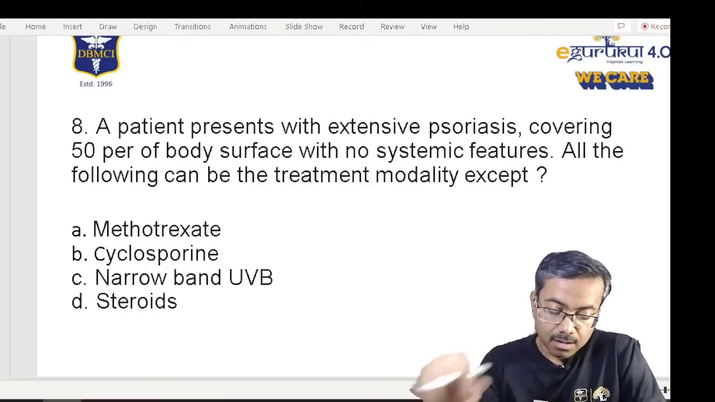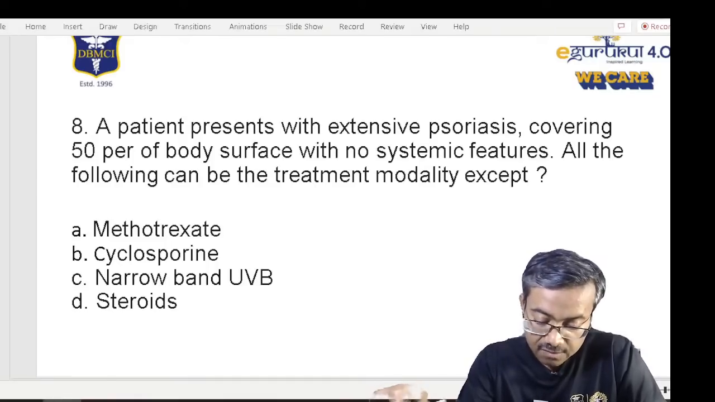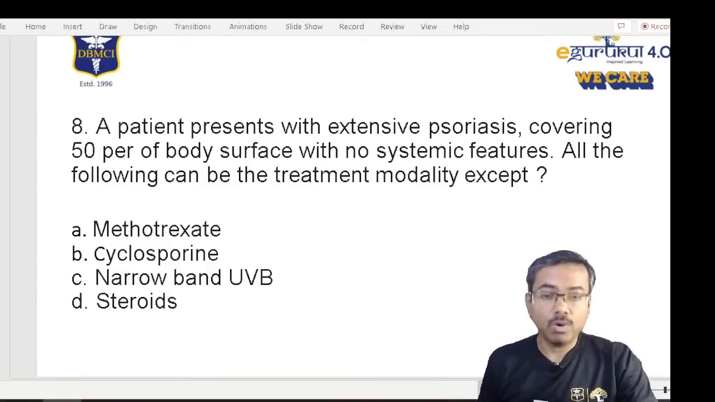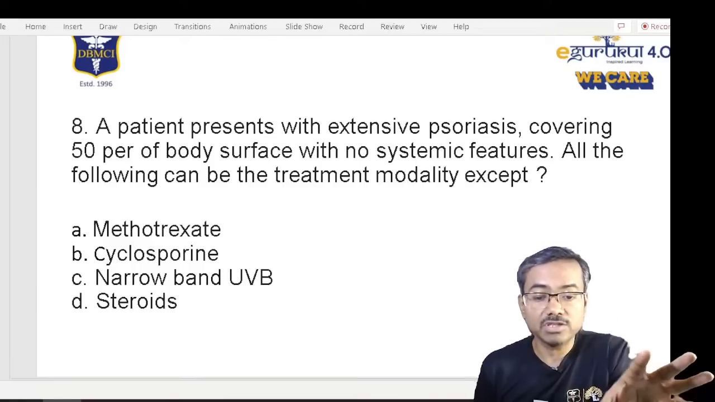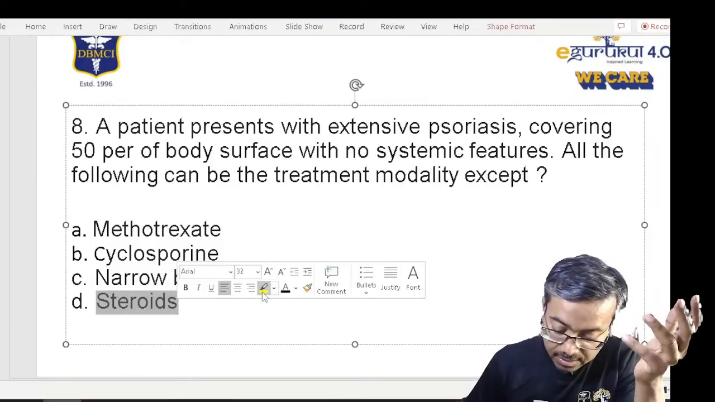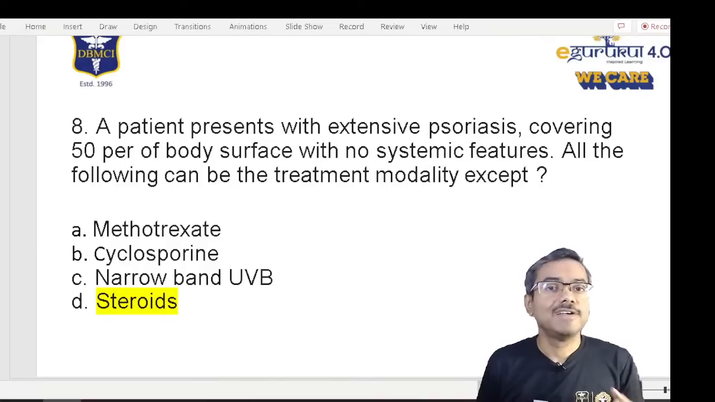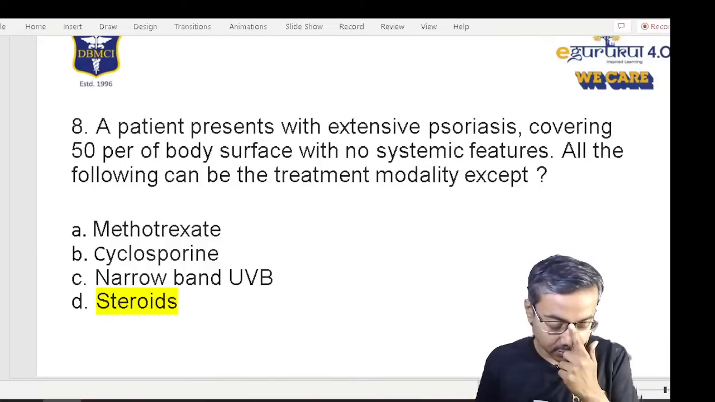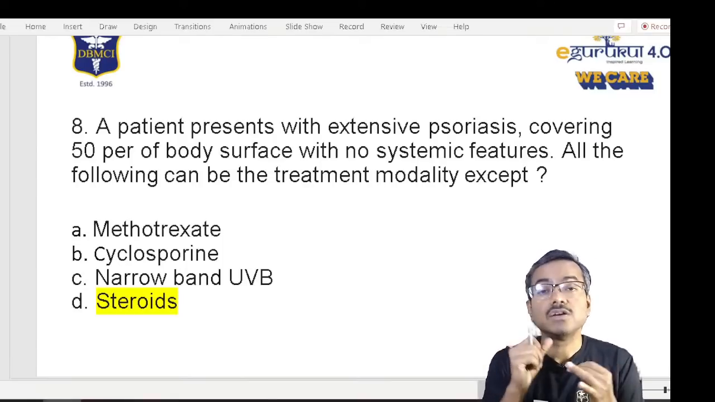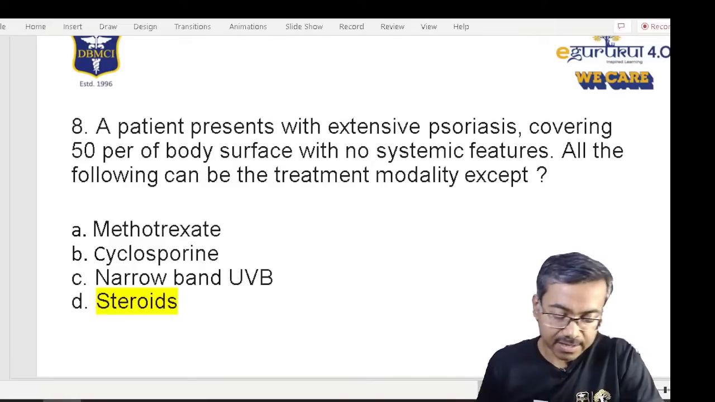Okay. A patient presents with extensive psoriasis covering 50% of body surface with no systemic features. All the following can be treatment modalities except. Now, one thing you have to know is steroids, it's a simple question. We don't want to give them what? Steroids. Right? Got it? Because now it's 50% involvement, then they'll have 90% involvement, and then there'll be a lot of troublesome situations. You can give them methotrexate, cyclosporine, narrowband UVB. Don't give them steroids. We don't have to really explain this too much, right?